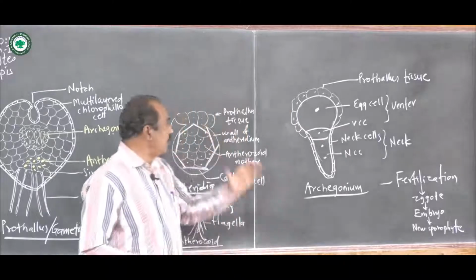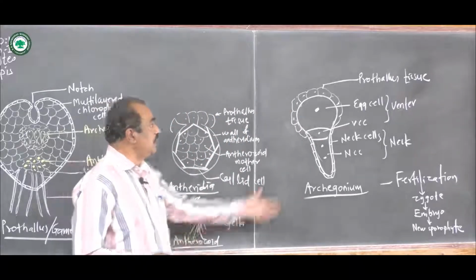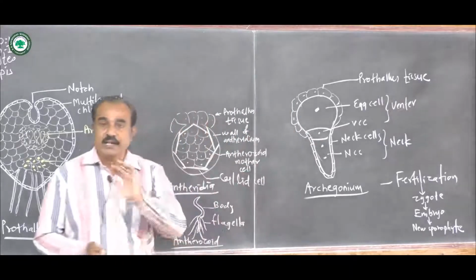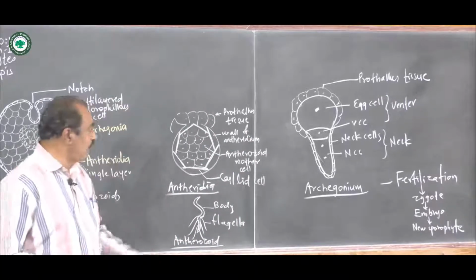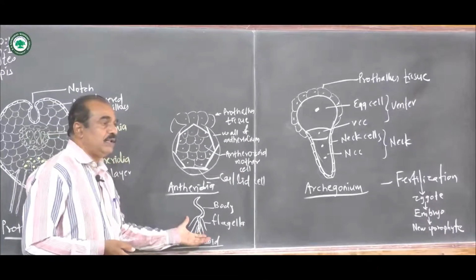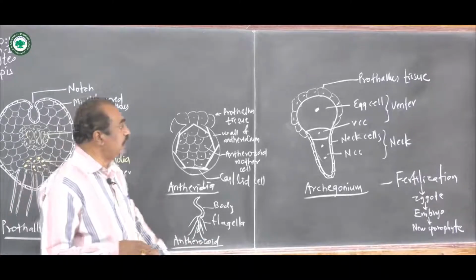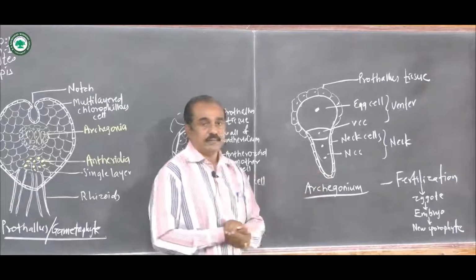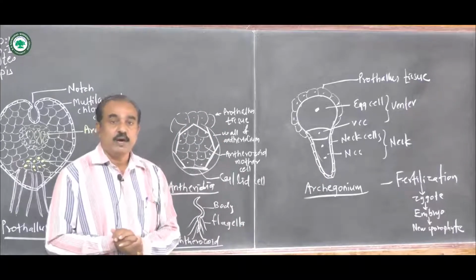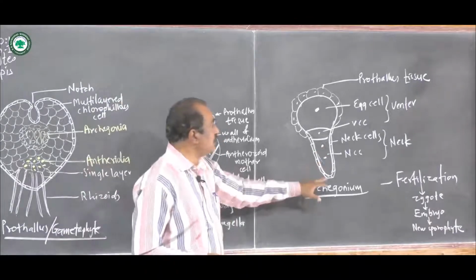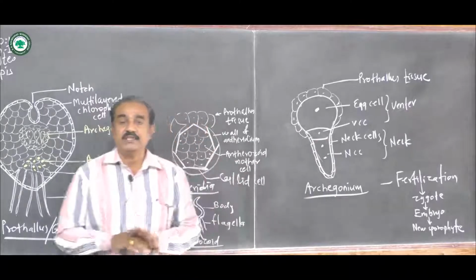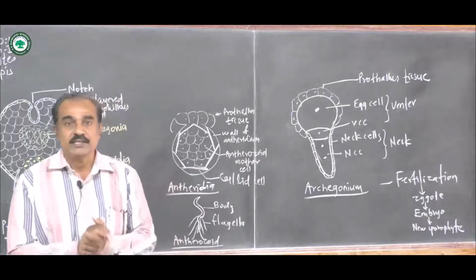Now after this, when both this anthrozoid and this egg become mature, and if the water is there, at the time of fertilization, a very large number of anthrozoids swim through a thin film of water and finally reach up to here. That means up to the neck. Now, before this, all of these neck canal cells and ventral canal cells get disorganized to form a mucilaginous structure.